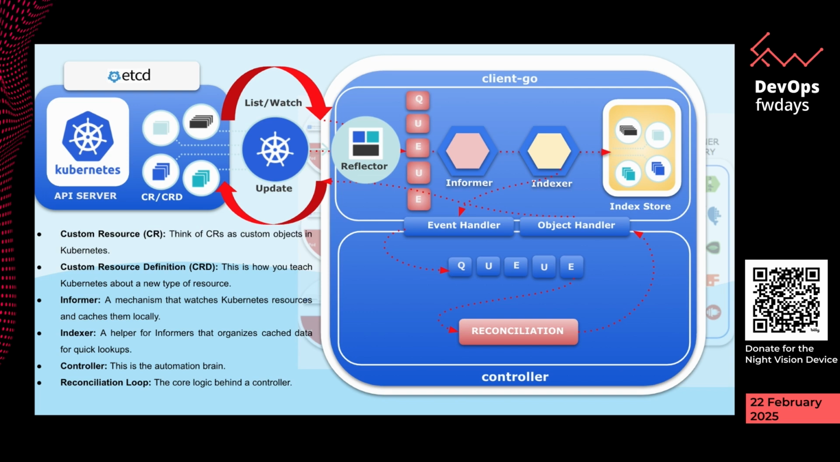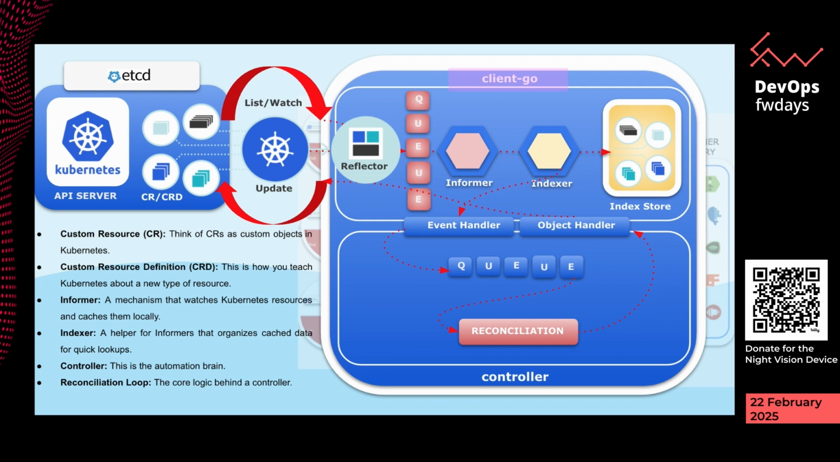But how does the controller get notified about the changes? The API server acts as a central hub, storing all cluster state information, including CRs and CRDs, in etcd. The controller doesn't poll the API server continuously because this is inefficient. Instead, it uses the list-watch mechanism to get the update only when changes happen. So move to the right side of the diagram, where you can see the client-go.